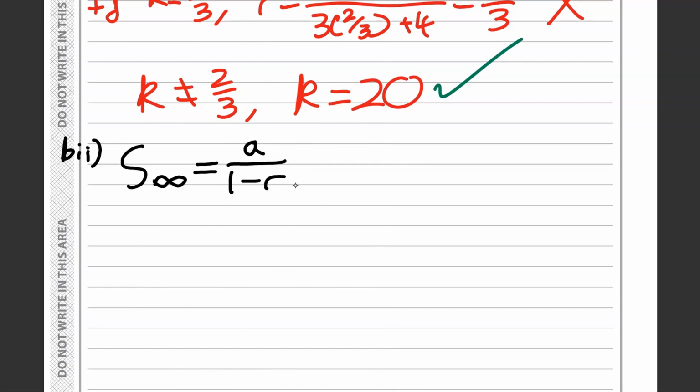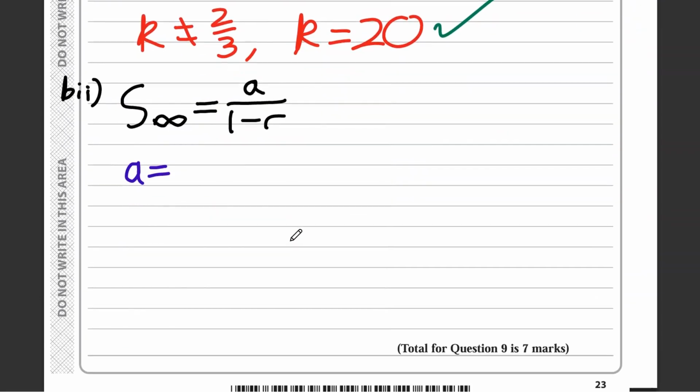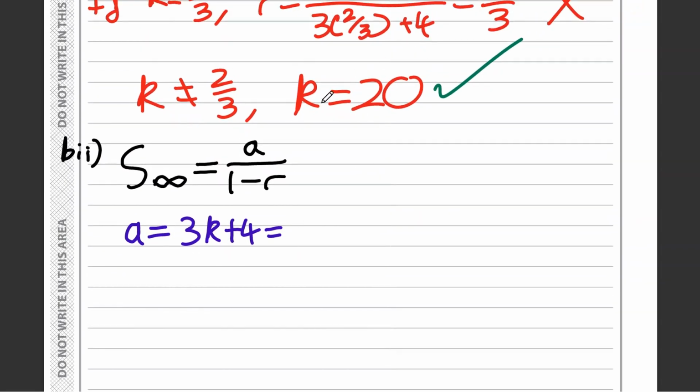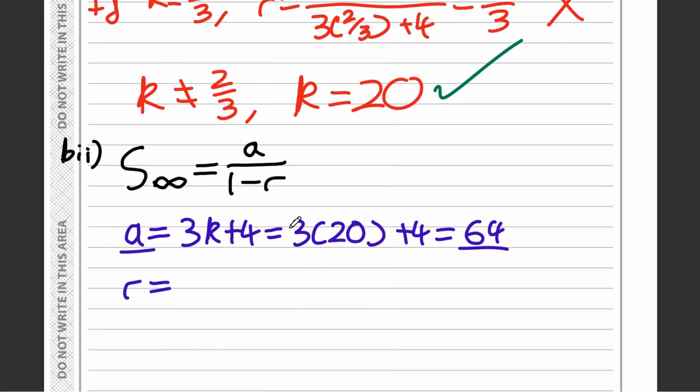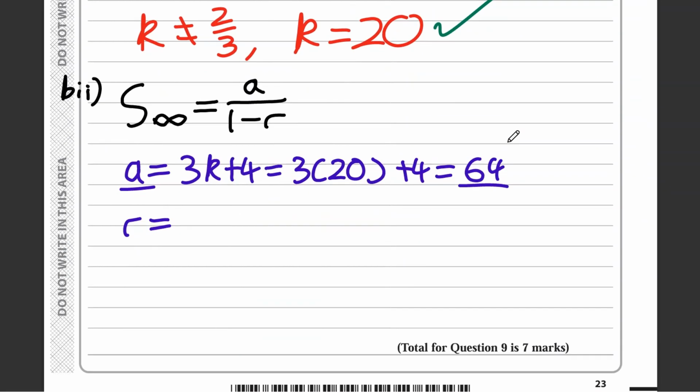Okay, so here a is the first term in the sequence, and we know that the first term is this 3k plus 4, and now we know what k is. We know that k is equal to 20, so we can sub this in. So it's going to be 3 times 20 plus 4, and this is equal to 64. So therefore a, the first term, is equal to 64, and then r, which is the common ratio, we figured out in the previous question that if k is equal to 20, then r is equal to minus 3 over 4. So r is equal to minus 3 over 4.